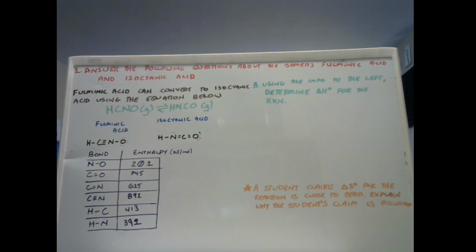Notice how they swap. And it says, using the information here, we're using the electron dot diagrams of the fulminic acid and the isocyanic acid, shown above, and the table of average bond enthalpies below. Determine the value of delta H for the reaction of HCNO gas to form HNCO gas.